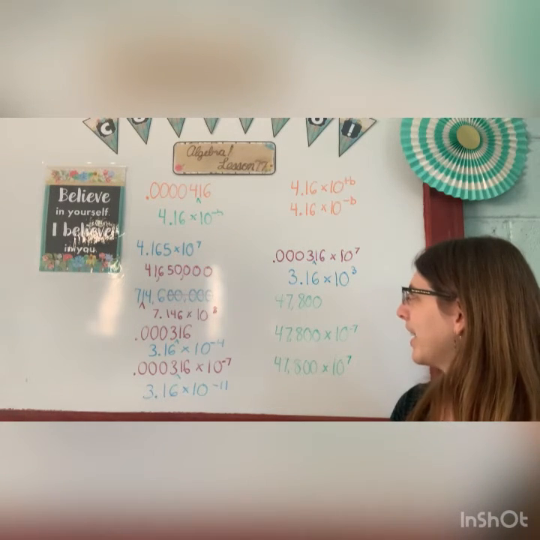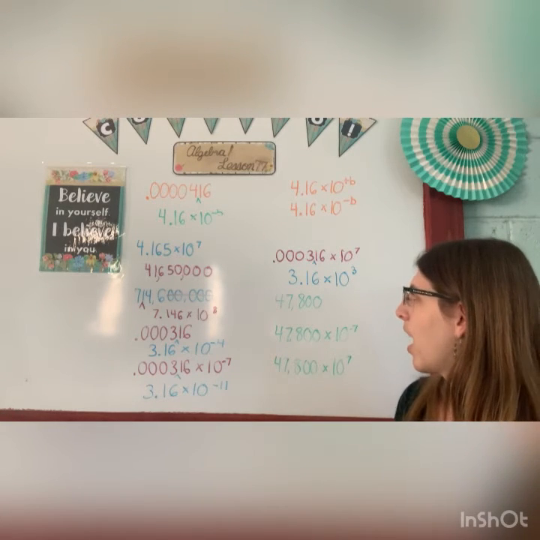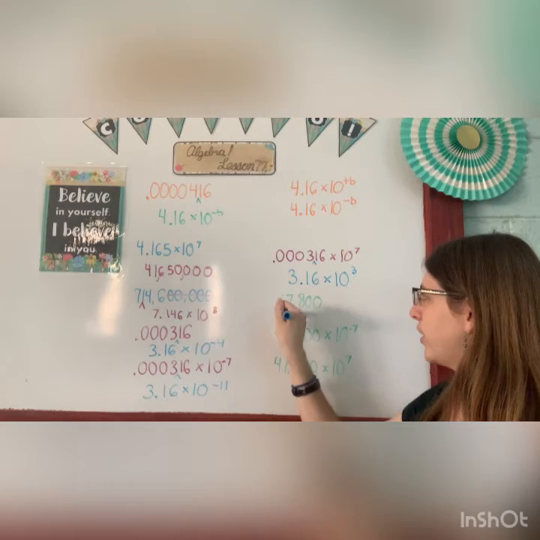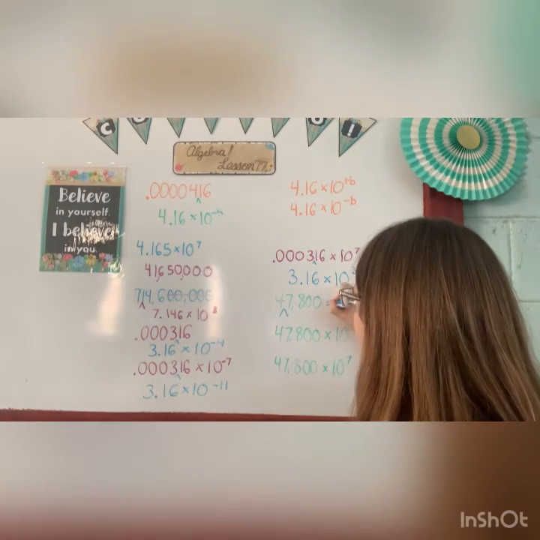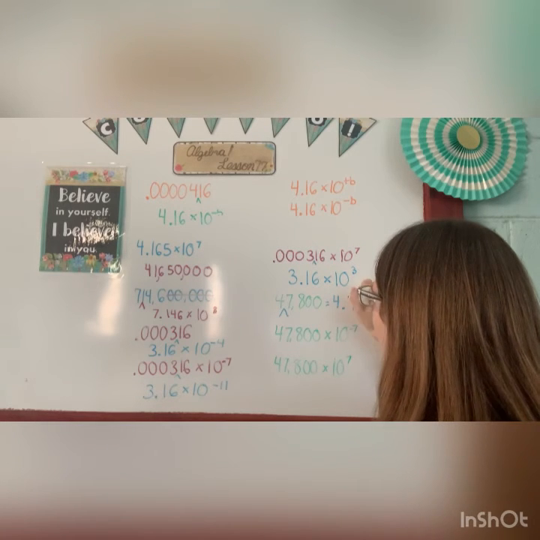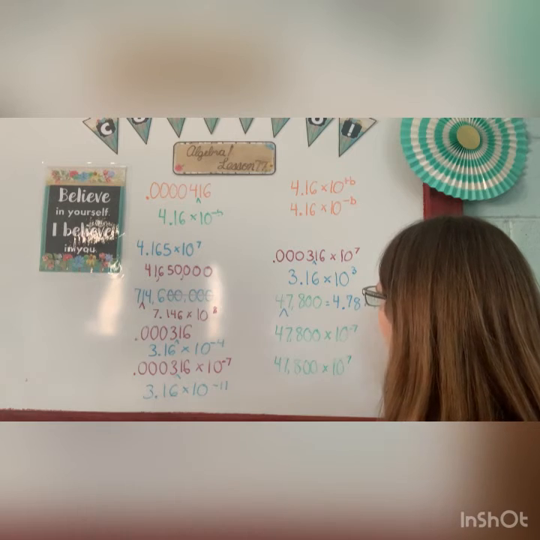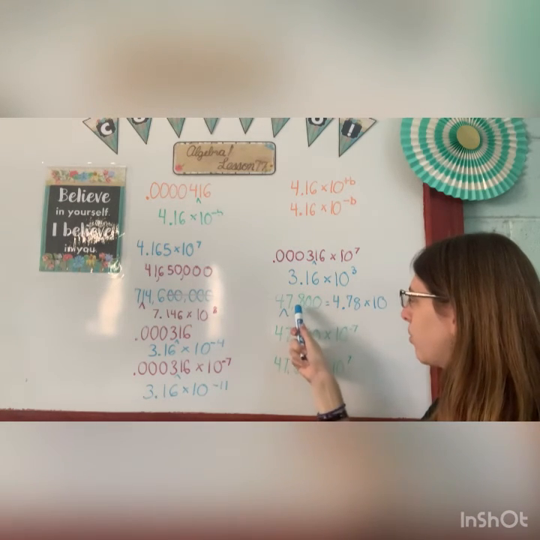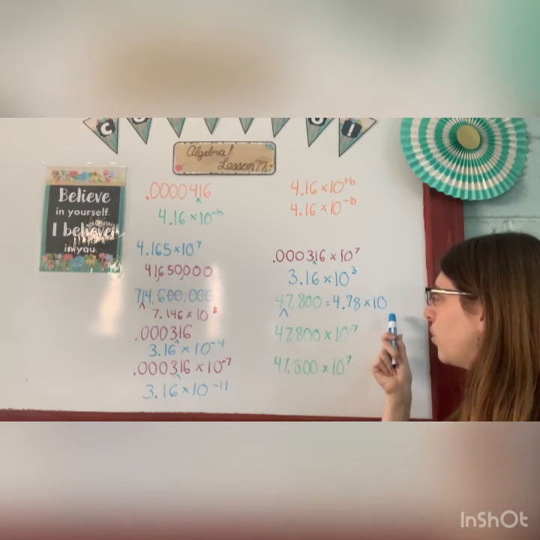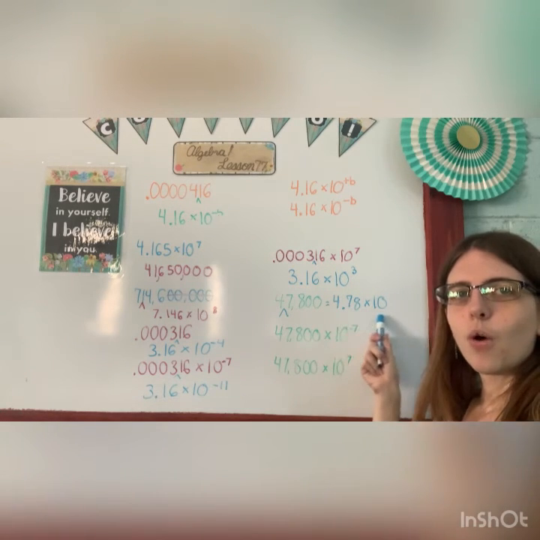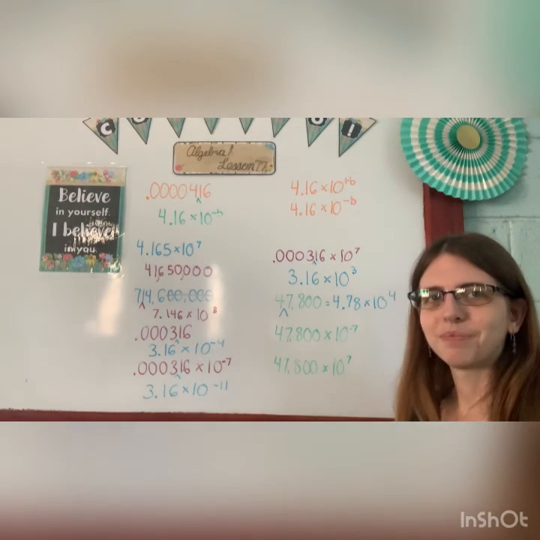All right, let's keep practicing. 47,800. I'm going to put my decimal point directly to the right of the first non-zero digit, so right after that 4. So I have 4.78 times 10 to the, I moved it 1, 2, 3, 4 places. My real decimal point belongs 4 places to the right. So I have a positive 4 as my exponent.